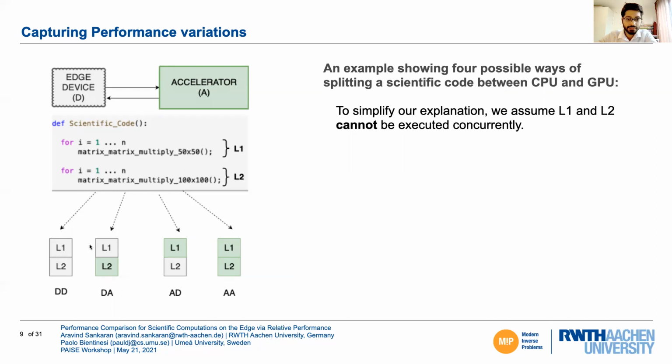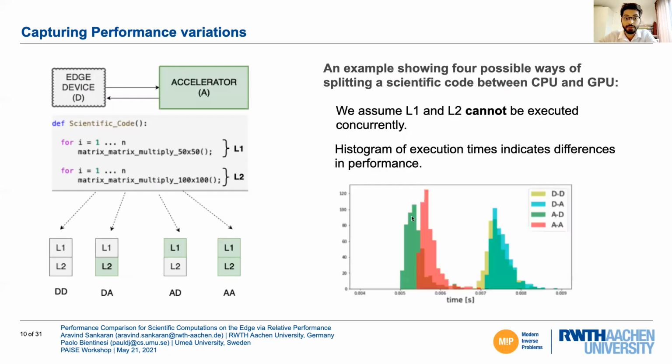Eventually each of these splits is going to differ in terms of performance, and that's what we want to show now. The distributions on the right that you see here are repeated measurements of execution time for these 4 implementations. When the whole code is run on the device, or a CPU, the execution times are a bit higher, but when you offload it to an accelerator, you see an improvement, which is the red distribution.